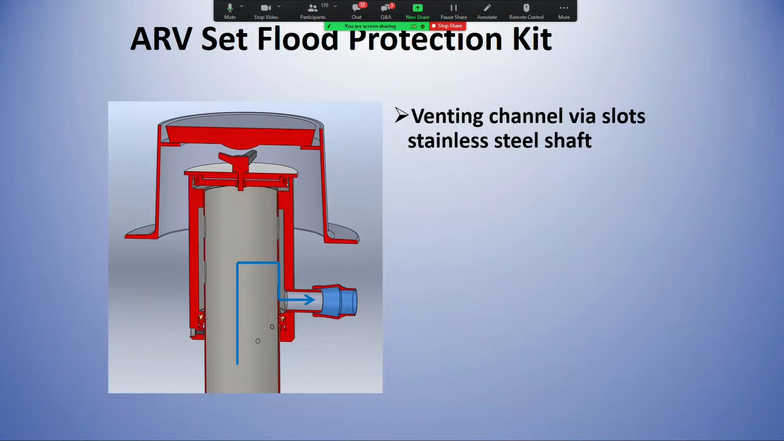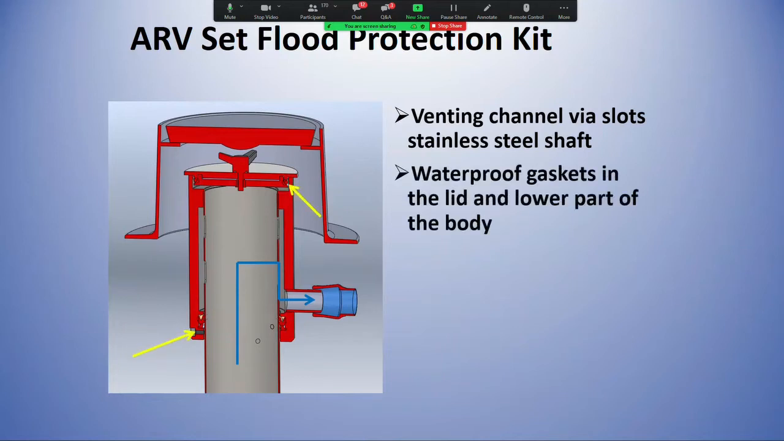Venting channel via slots in the stainless steel shaft. So you can see there's channels cut out into it. That's where the venting is done out of. Waterproof gaskets in the lid and lower part of the body, so there's an O-ring packed around it that forms the seal against the exterior of the contained set. And this particular one is waterproof for up to a 5-meter water column. So if you had a flood event where you had 5 meters of cover of water, this would have the capability of keeping any contaminants from entering the valve body.